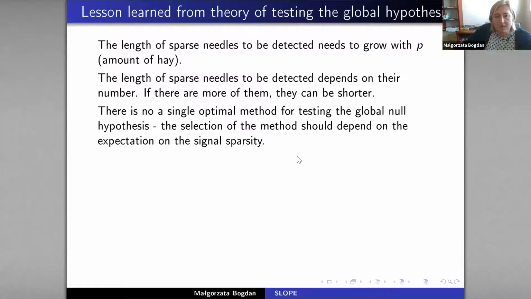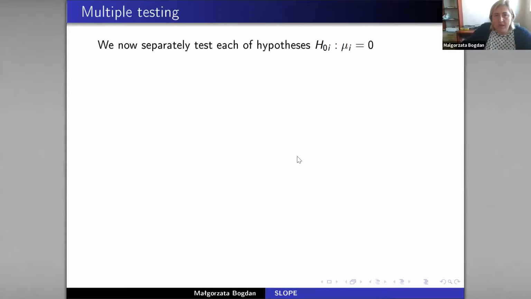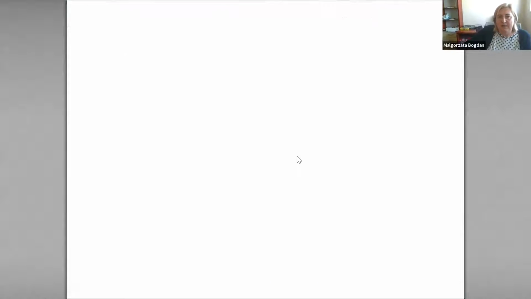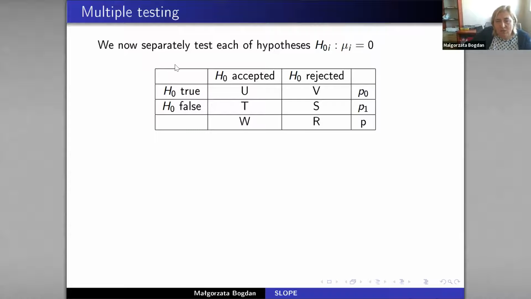Which method is the best depends a little bit on how your data look. Okay, and now I'm going to proceed to another topic, which is multiple testing. In multiple testing, we test now not the global null, but we test each hypothesis separately. So we do separate tests for each mu i. So I have many genes. This is like a real practical situation which I meet. The practitioner, a biologist, comes to me, shows me the table of expression levels, and wants me to point out genes which might be important.